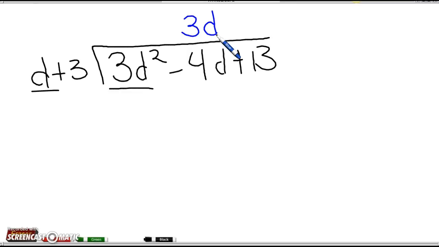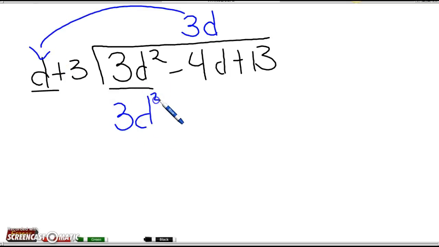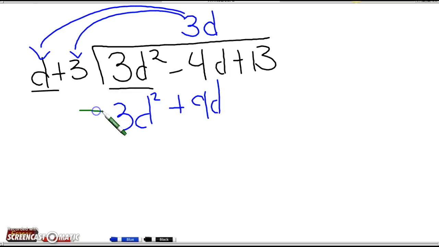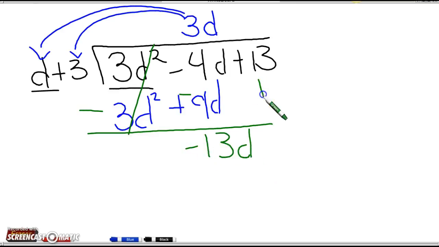So now I'm going to take this 3d and I'm going to multiply it by d. And I get 3d squared. That's what I wanted to get. And then I do also here, 3 times 9 gives me 9d. Okay? And so just like with long division, now I'm going to subtract. So here, this is going to change to a minus. And this is also going to change to a minus. And so the first term, we already know it's going to cross out. We designed it that way. The second one, when I get negative 4d and negative 9d, I get negative 13d. And I'm just going to bring down this plus 13.